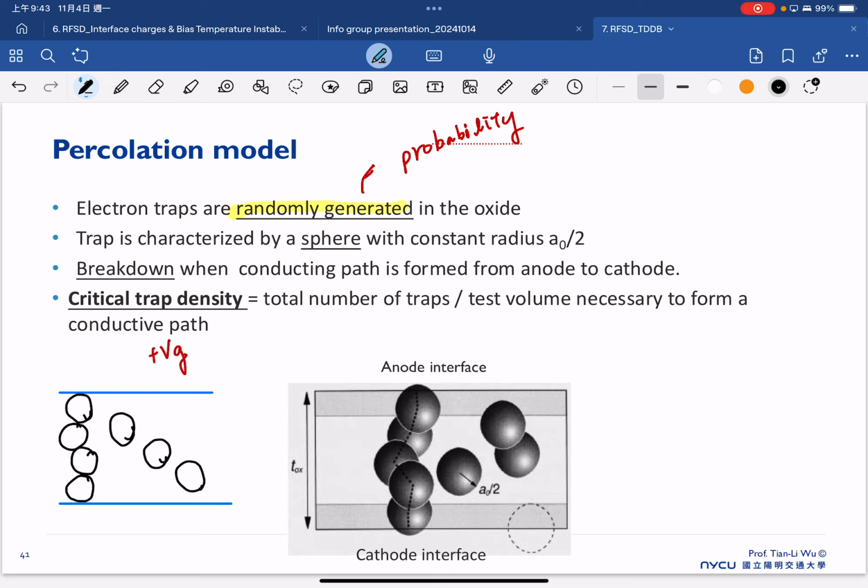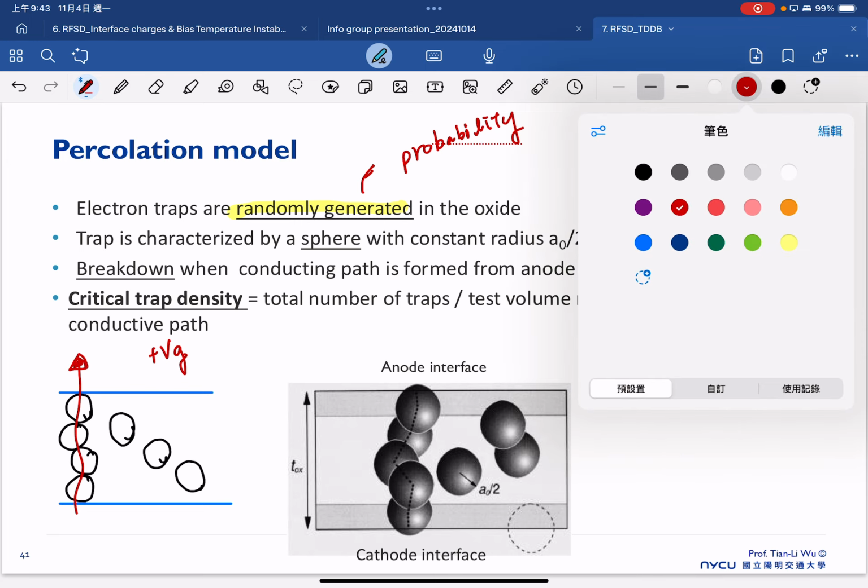Basically this is still a random process, but in any case there is always a certain probability that in the end the defects will connect with each other. Once the defects are connected with each other, we can start to form this conducting path for our electrons.